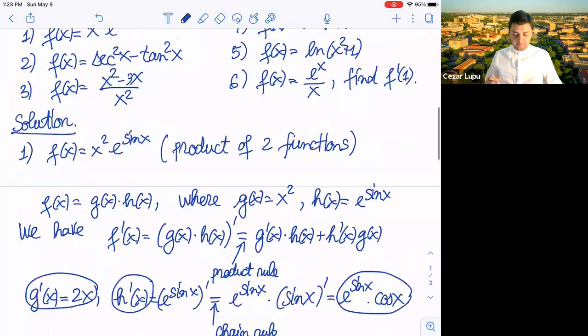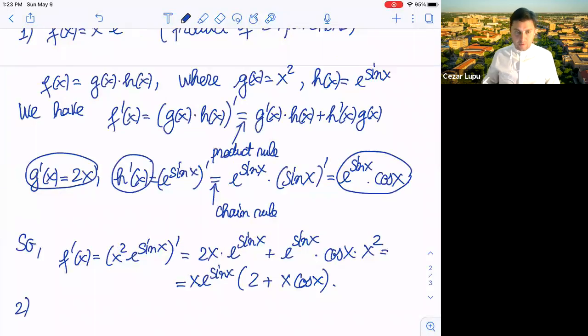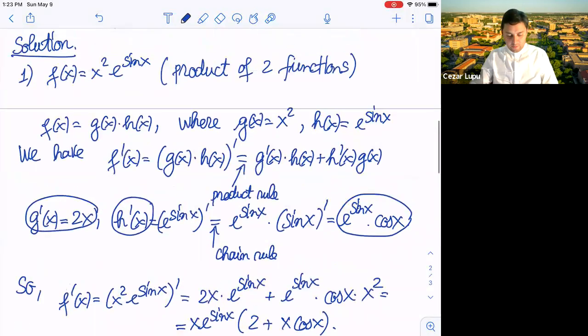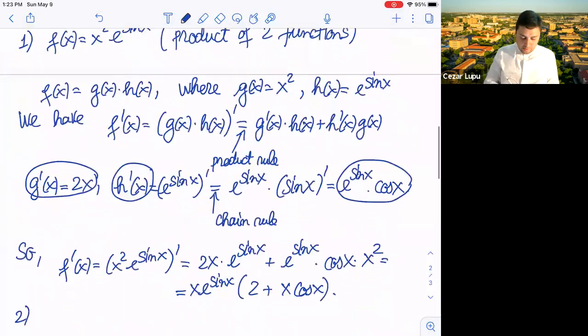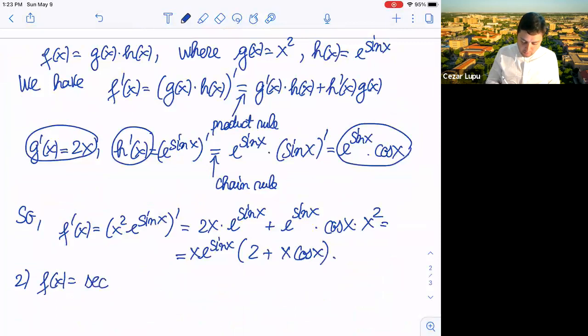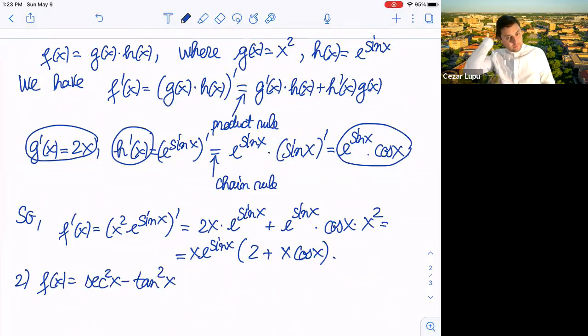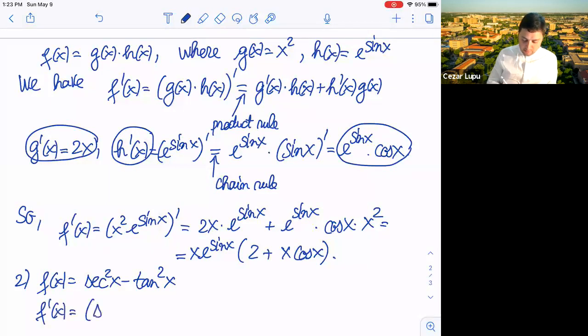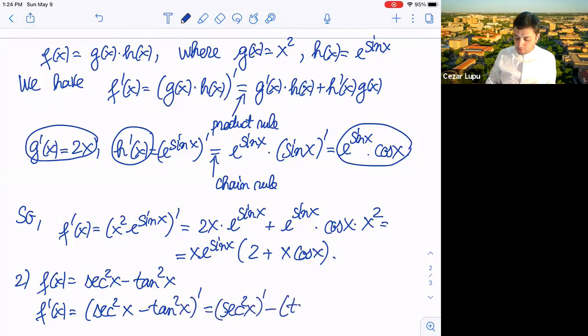Let's see the second one. So we would like to see the second one. It's secant squared of x minus tangent squared of x, right? And let's see, again, we will use the chain rule here, right? But first we're gonna use the difference rule. So f prime of x is, let's write it, secant squared of x minus tangent squared of x prime. So this would be secant squared of x prime minus tangent squared of x prime, right? Here we use the difference rule.